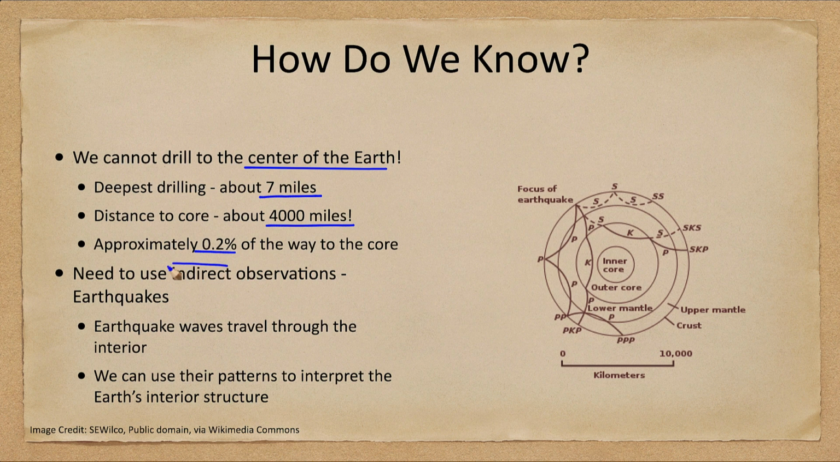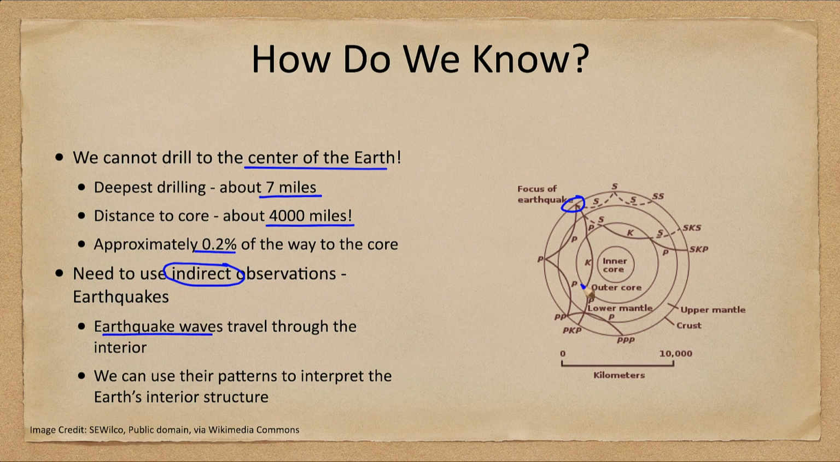We need indirect observations. We need to use other things that we can use to interpret this. And one of the things that we look at are earthquake waves. So when an earthquake occurs at one location on Earth, those waves travel through, and we see different waves will travel through, and they will bend at different areas depending on the densities. So through the crust and the upper mantle, the lower mantle, and into the cores, they will be able to travel, and that will give us an idea of what kind of waves we're seeing.